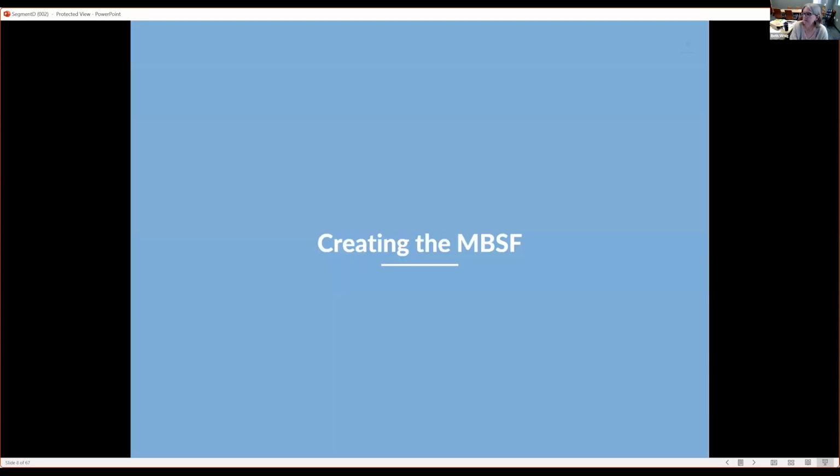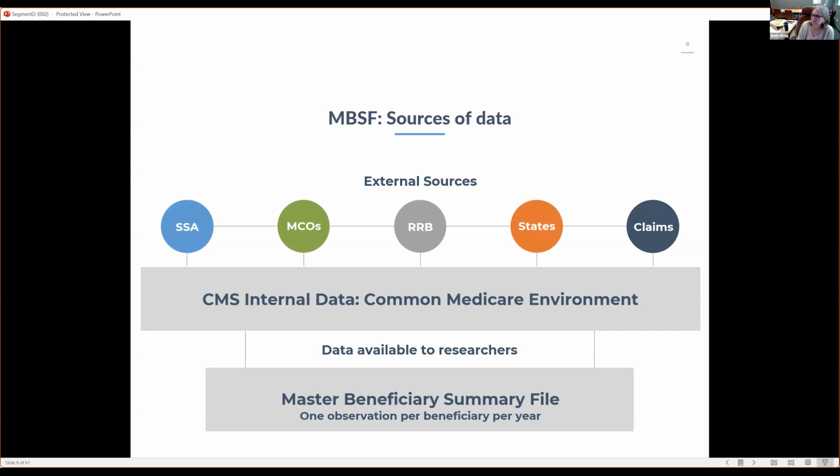So understanding what the file does, there are a variety of sources of data that CMS draws from: Social Security Administration, Managed Care Organizations, the Railroad Retirement Board, which is an increasingly less important parallel retirement system to Social Security, states, and claims themselves. All of those things contribute to CMS's internal data set. That internal data set, which is massive, is currently called the Common Medicare Environment, and it has also been renamed a few times.